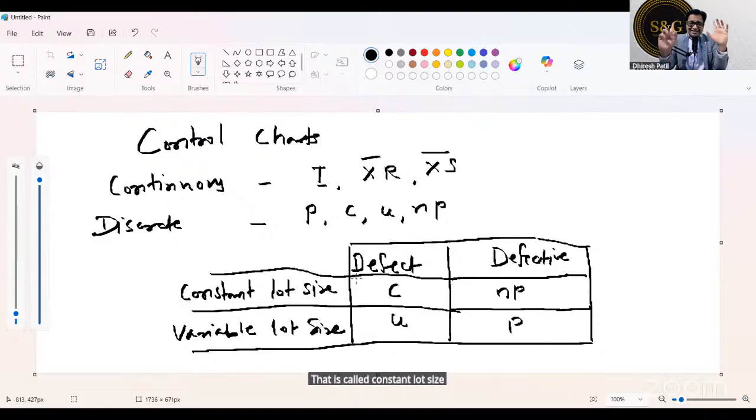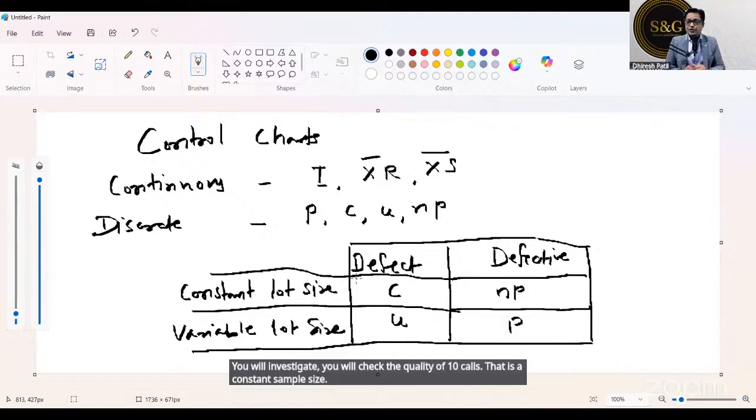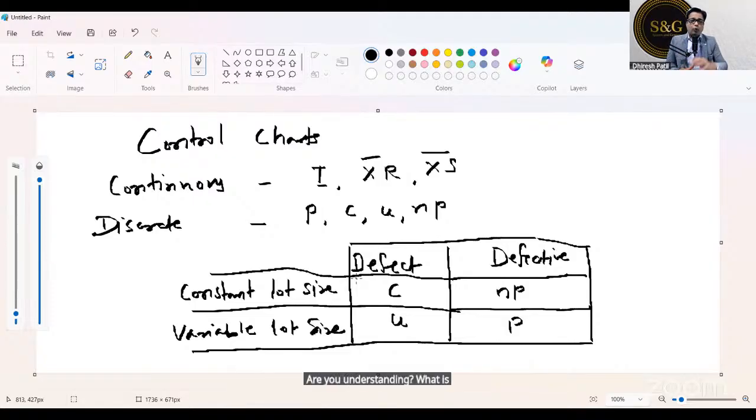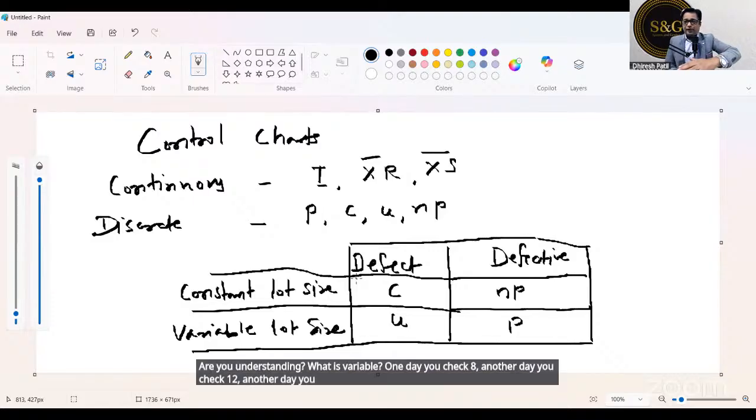Your sample size is absolutely common. If you are a BPO and you are into quality, you will check 10% calls. That's it. Or you will check 10 calls every shift. You will check the quality of 10 calls. That's a constant sample size. Are you understanding? What is variable? One day you check 8, another day you check 12, another day you check 15, then 5. So it's variable sample size.